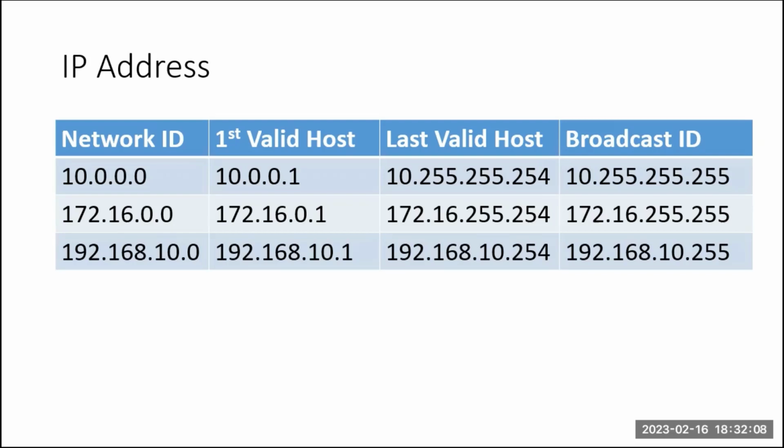Sir, question. Would all broadcast IDs end with a 255, just for clarity? And the first valid host would end with a 1? Yes, when we are dealing with the defaults. But when you're doing subnetting, only the very last network will have a 255 as its broadcast ID. Thank you.